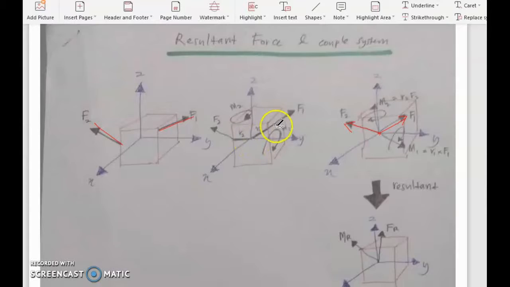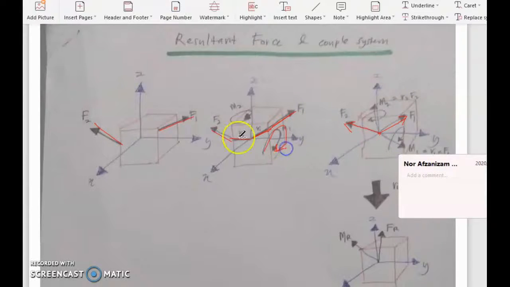If your forces are here and here, and your lines of action here and here, this will produce a moment in this direction. Using your right hand rule here, the moment will be in this direction, same for this one. So this model simply becomes like this one.